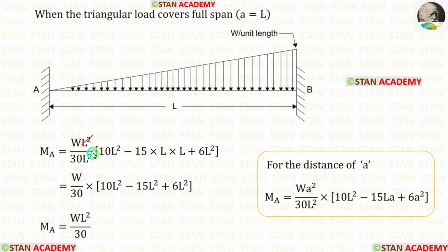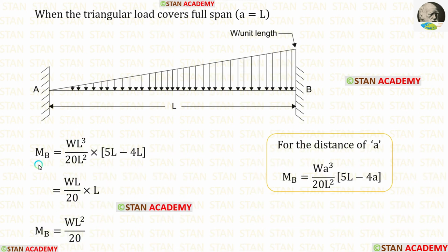We can eliminate L square. When we add these three values, we will get WL square. Finally, for MA, we are getting WL square upon 30. Now let us find MB. For that, in this formula, instead of A, we have to apply L. We can eliminate this L square. Here it will be L. 5L minus 4L, we will get L. Finally, for MB, we are getting WL square upon 20.